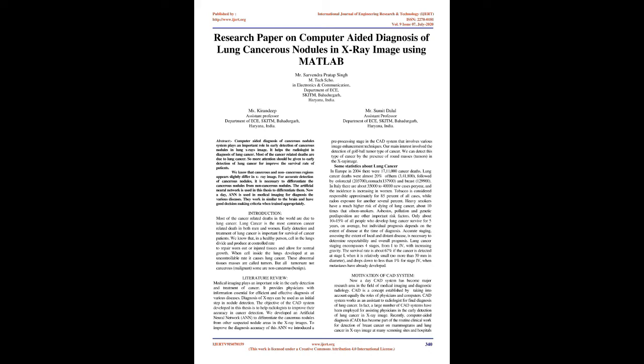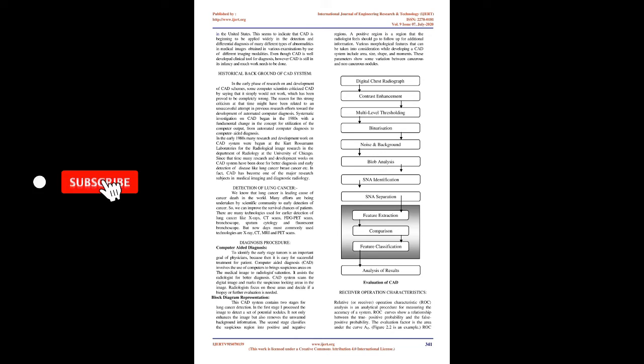Literature review. Medical imaging plays an important role in the early detection and treatment of cancer. It provides physicians with information essential for efficient and effective diagnosis of various diseases. Diagnosis of X-rays can be used as an initial step in nodule detection. The objective of the CAD system developed in this thesis is to help radiologists improve their accuracy in cancer detection. We developed an artificial neural network, ANN, to differentiate the cancerous nodules from other suspected nodule areas in the X-ray images. To improve the diagnosis accuracy of this ANN, we introduced a pre-processing stage in the CAD system that involves various image enhancement techniques. Our main interest involved the detection of the golf ball tumor type of cancer. We can detect this type of cancer by the presence of round masses, tumors, in the X-ray image.